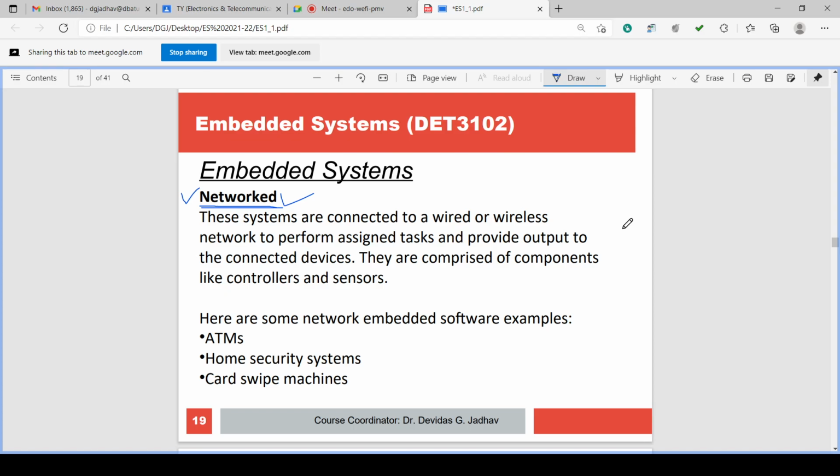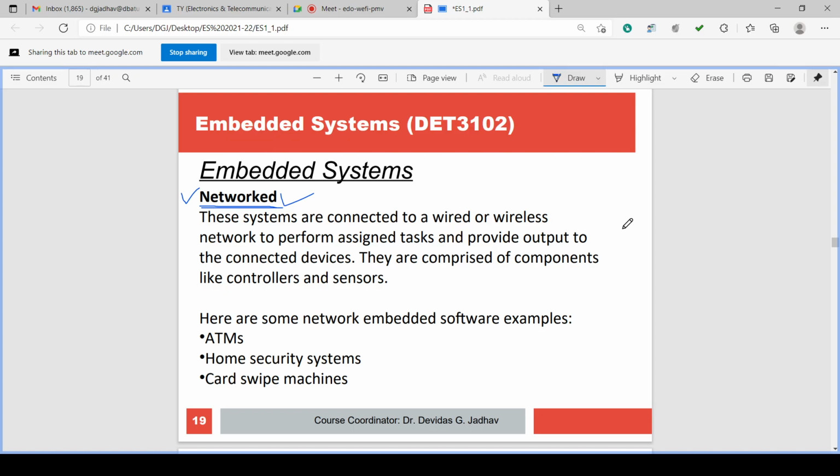Networked means what? They are connected to a wired or wireless network. Networked means they are in the network. Which network? Internetworking of the communication. So this third type of embedded system is the networked embedded system. These systems are connected to a wired or wireless network.